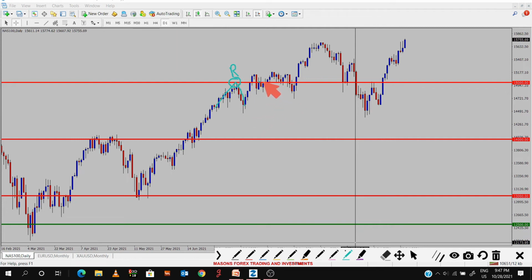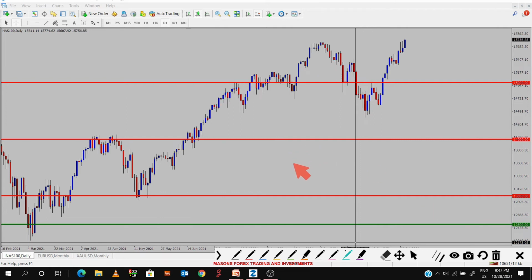We have some congestion here. You can see price is actually supported. Price pushes into this level, moves away. As for support, we have another resistance level right here. You can see price pushes in, moves away. So definitely 15,000 is definitely significant.